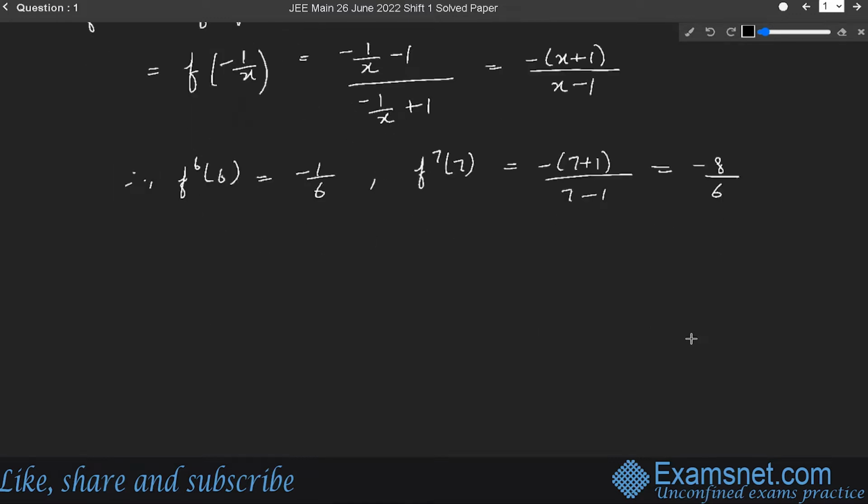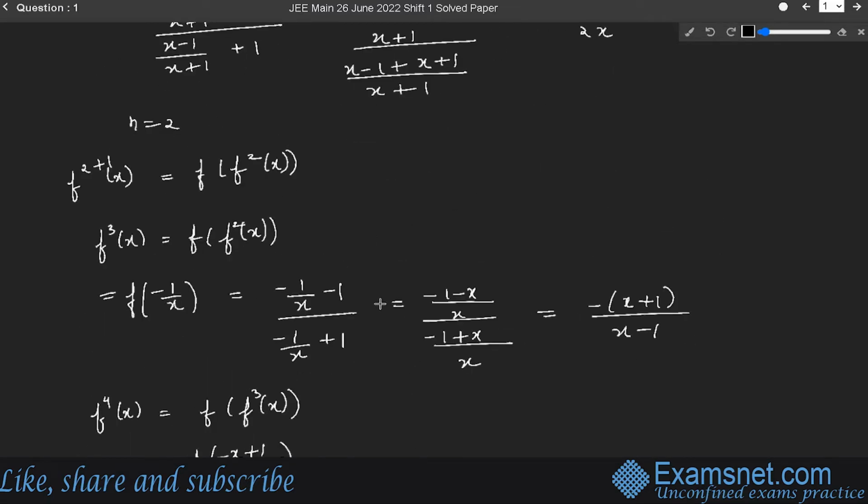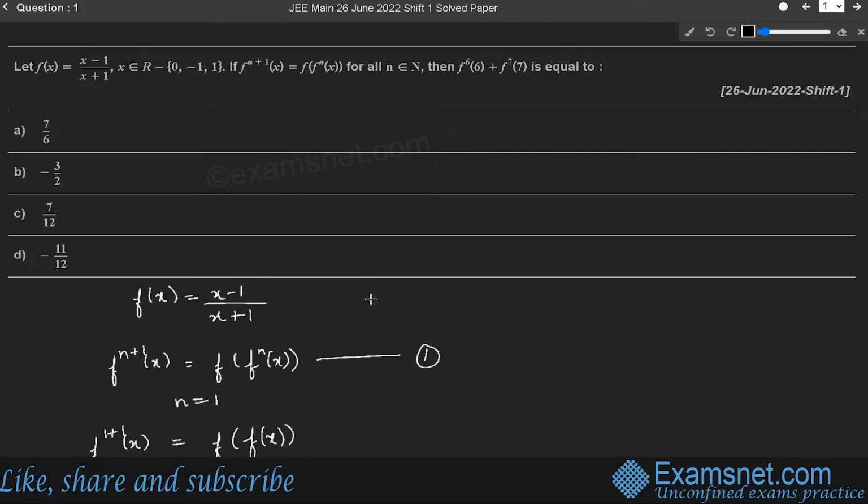Now we have both the values. Therefore, we can say that f of 6 power 6 plus f of 7 power 7 will be equal to minus 1 by 6 minus 8 by 6. So it will be equal to minus of 3 by 2. Hence, we can say that the correct answer for this question is minus 3 by 2, which is option number B here.